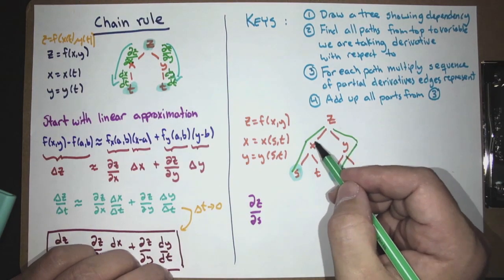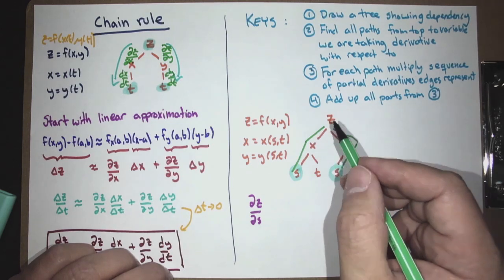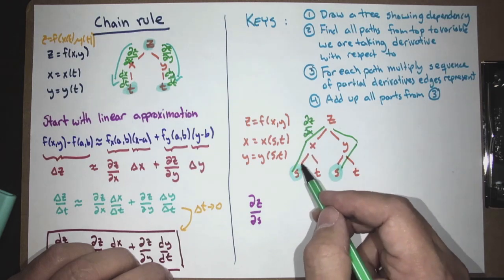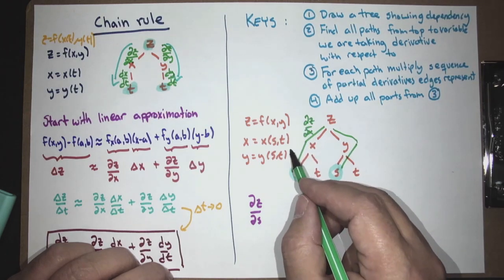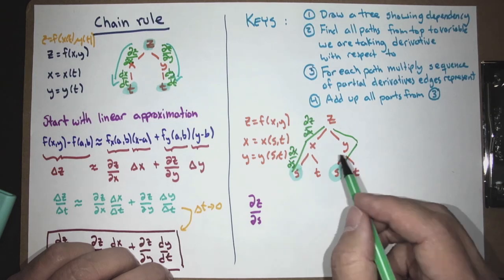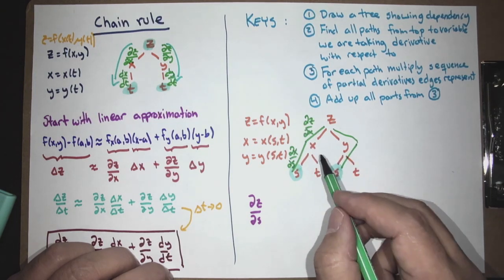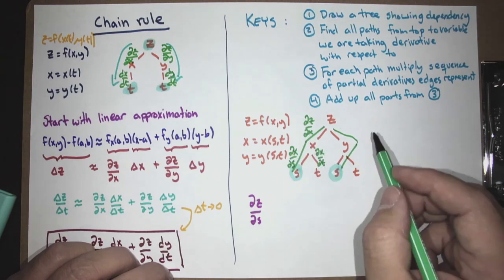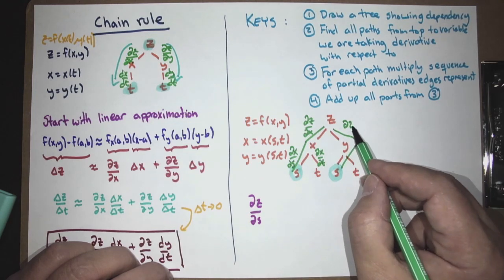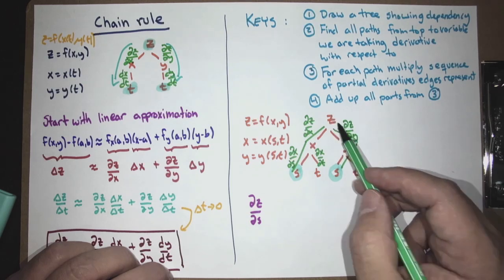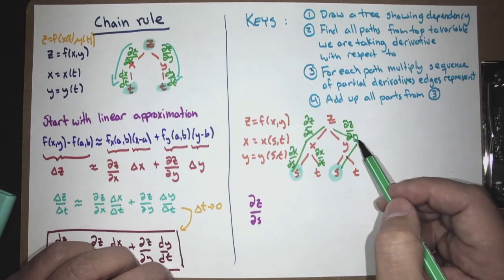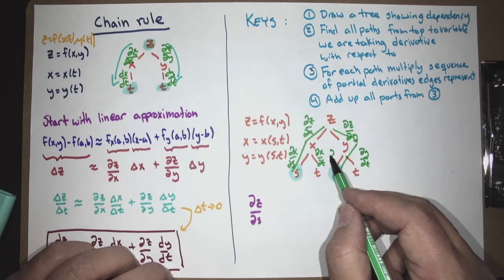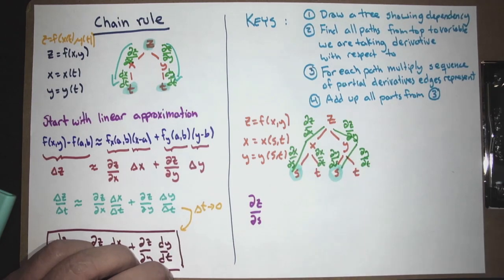This edge from z to x, what do we put down? Partial z partial x. This edge from x to s, what do we write down? Partial x partial s. How about x to t? Partial x partial t. And we're using partials because multiple variables. And so every edge, it's a derivative. The top goes on the top. The bottom goes on the bottom. So I'll just keep writing this in. So every edge has a derivative.